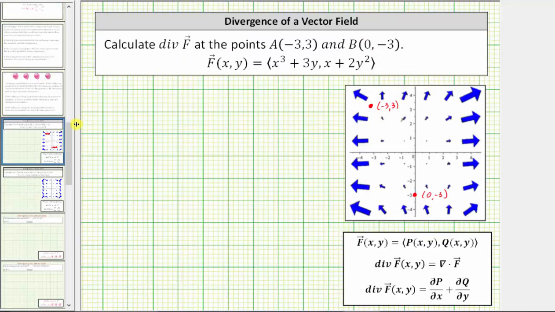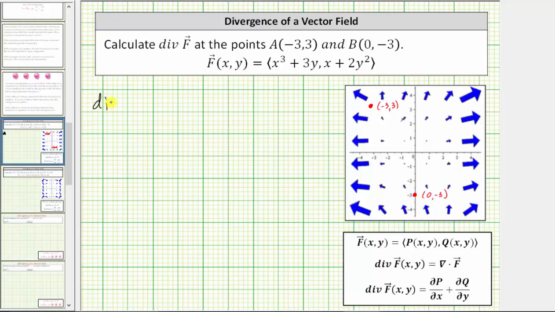To determine the divergence of a vector field, we determine the dot product of the del operator and the given vector field. If we have a two-dimensional vector field and P is the x component and Q is the y component, the divergence of the vector field F is equal to the partial derivative of P with respect to x plus the partial derivative of Q with respect to y. But for this example, let's go ahead and find the divergence using the dot product.